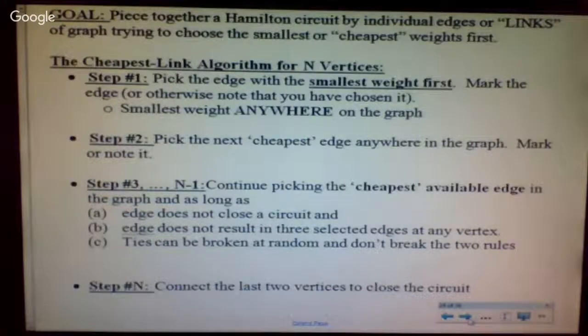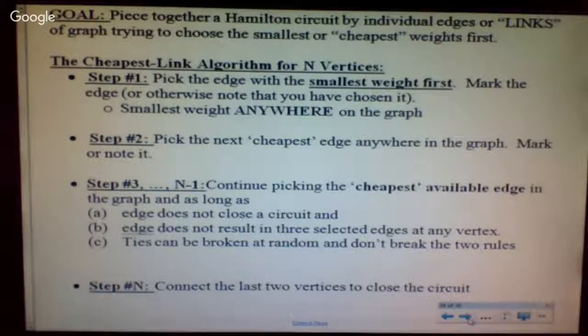Okay, so the last one. This is my favorite. The last algorithm I have for you is called the cheapest link algorithm. Your goal here is going to be to piece together a Hamilton circuit by individual edges or links by trying to choose the smallest or cheapest link first.